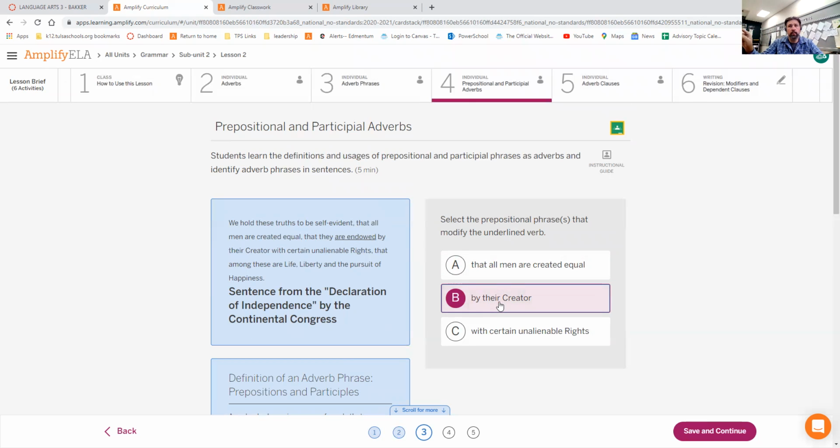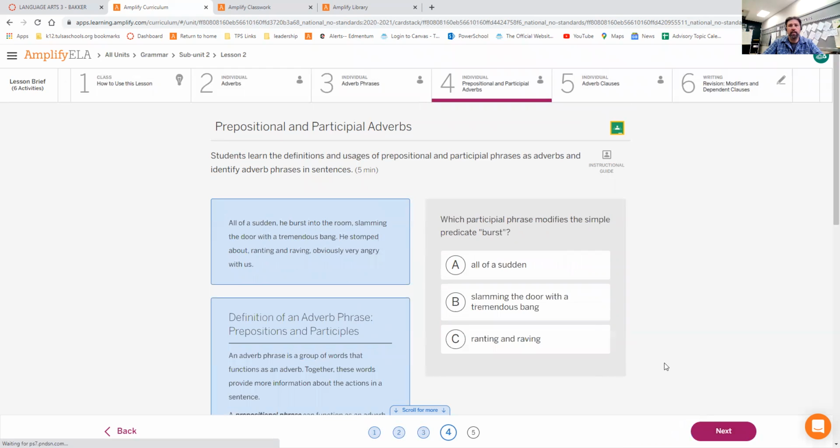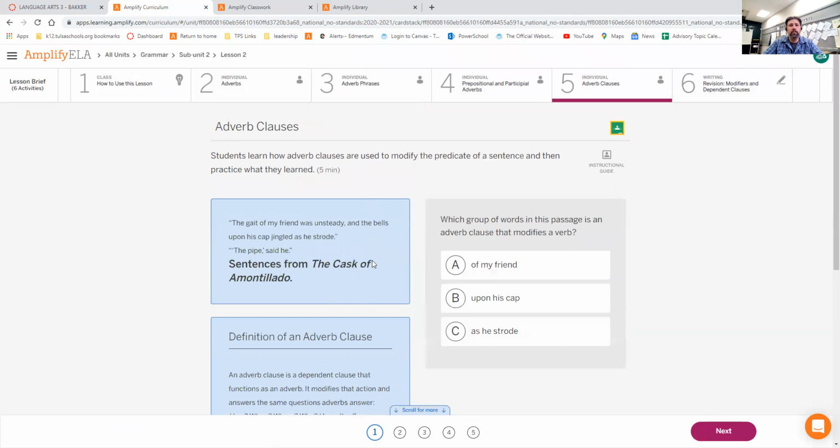That says who did the giving, okay? And then C, what are they given? Certain unalienable rights. Rights that cannot be taken away, rights that are intrinsic, that are part of them. B and C describe what they are endowed with and by whom. Okay, I'm going to let you do 4 and 5 on your own.